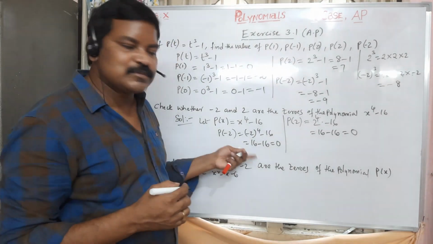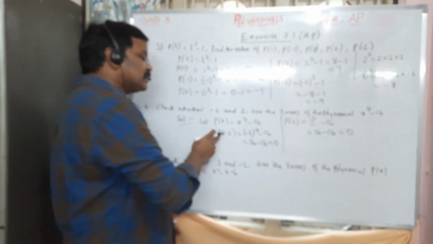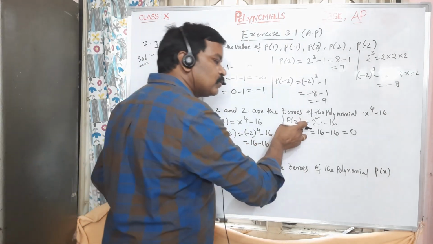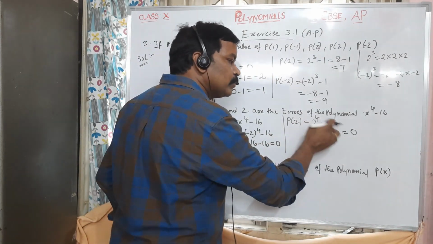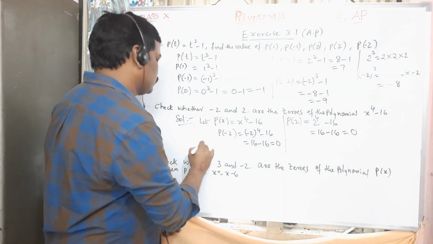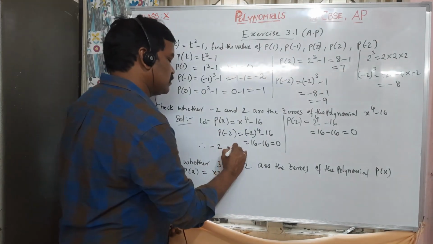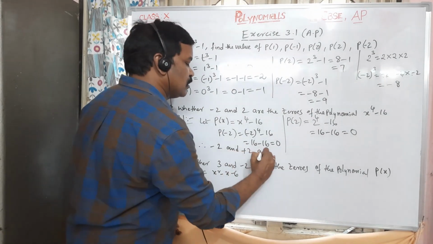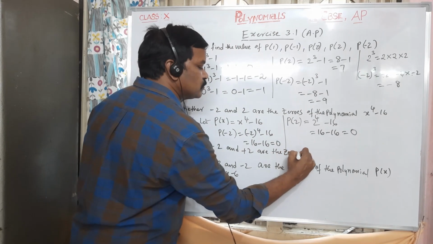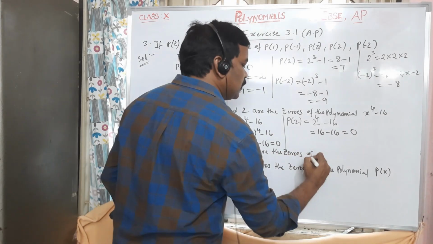Right. What do you observe here, children? At x is equal to minus 2, the value of the polynomial is 0. At x is equal to 2, what is the value of the polynomial? 0 here. Therefore, minus 2 and plus 2 are the zeros of p of x.